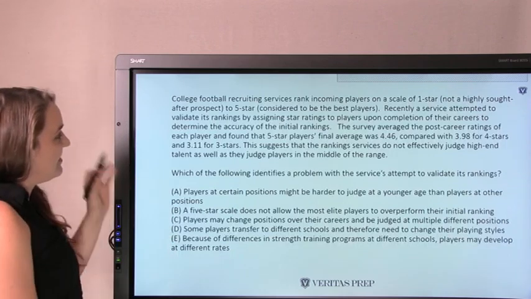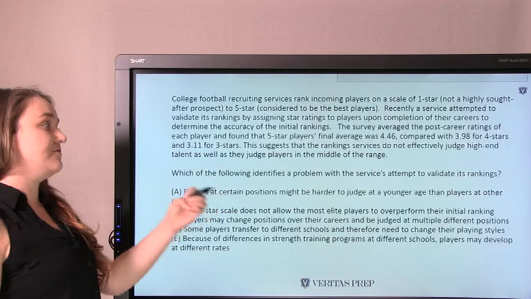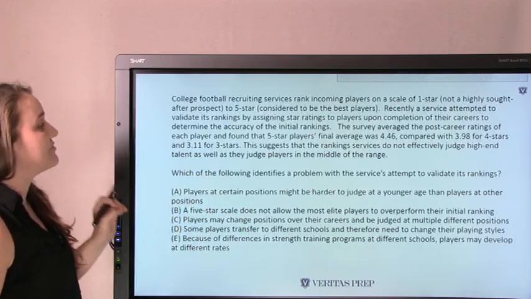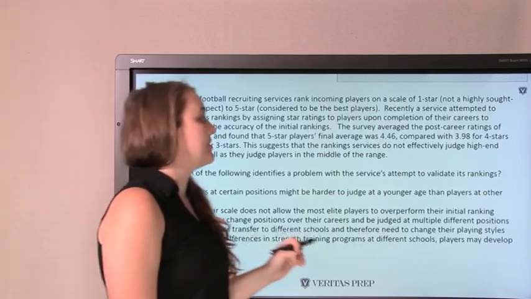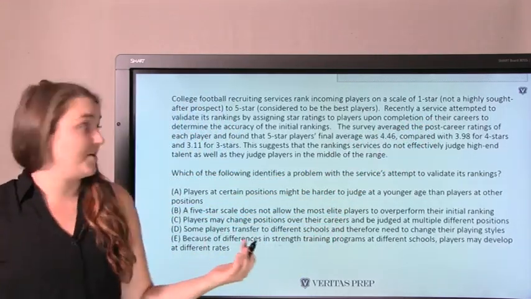So we've got here this college football recruiting service ranking incoming players on a scale of 1 star to 5 star, and the service is attempting to validate its rankings by assigning star ratings to players upon completion to basically see how they align and where they don't.